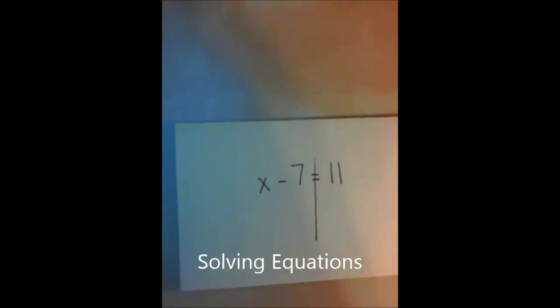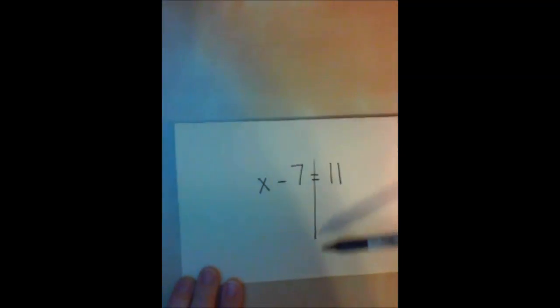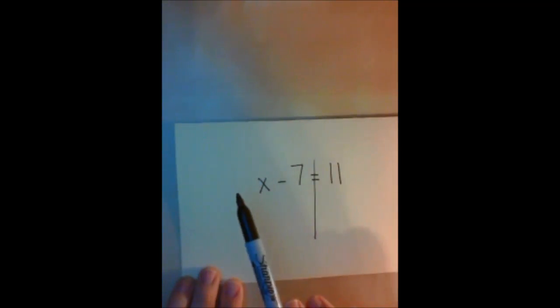Looking to do a quick review of how to solve equations. We have a simple starter equation, x minus 7 equals 11. I've drawn a vertical line through my equal sign to help me see the left versus the right side.